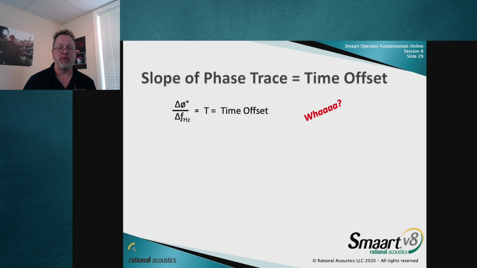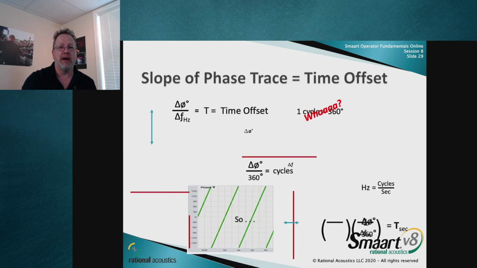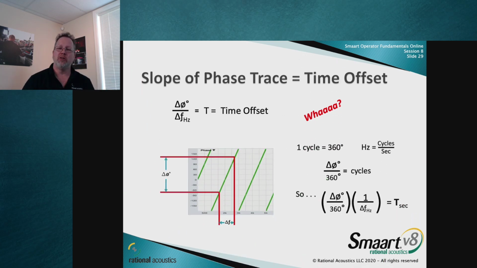I don't think this is helpful, but I think it's kind of funny. When you become more of a ninja in this, you start to be able to look at the slope of the phase trace and calculate the amount of delay you're looking at from it. So basically, the change in phase over the change in frequency represents an offset. So that slope of the phase trace actually represents a time offset. Here, I'll show you the math. You don't have to do this.